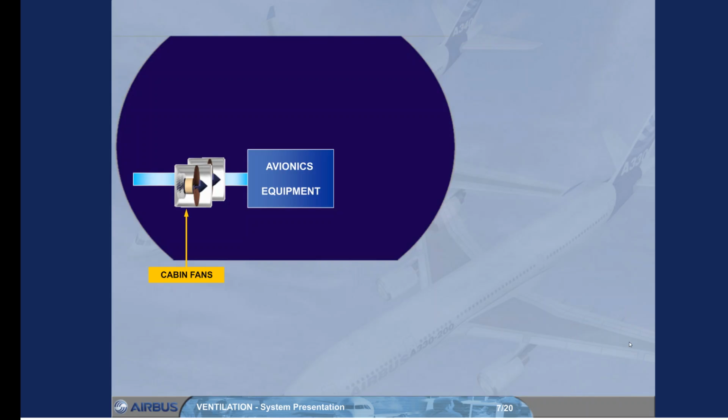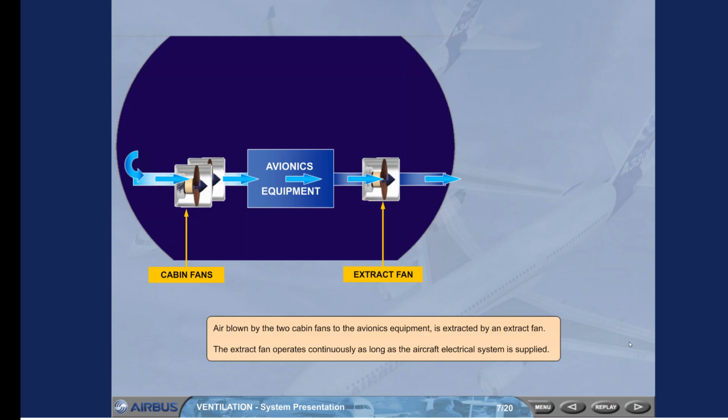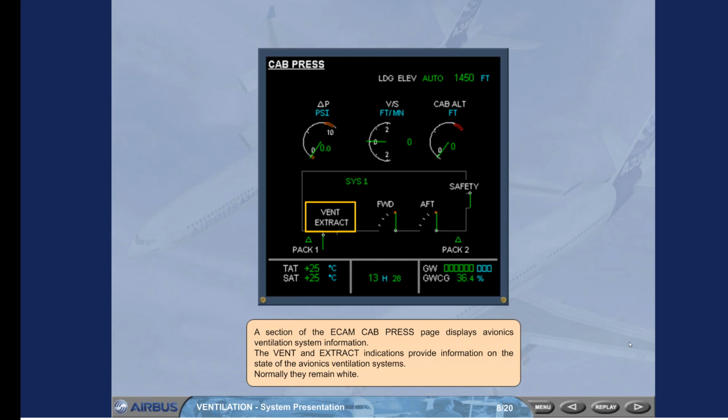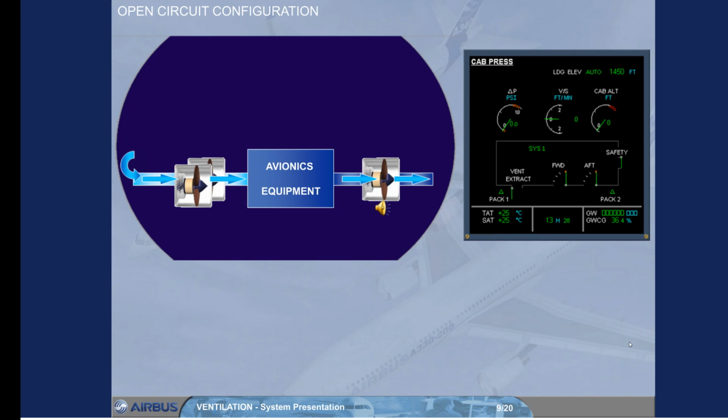Air blown by the two cabin fans to the avionics equipment is extracted by an extract fan. The extract fan operates continuously as long as the aircraft electrical system is supplied. A section of the ECAM cab press page displays avionics ventilation system information. The vent and extract indications provide information on the state of the avionics ventilation systems. Normally they remain white.